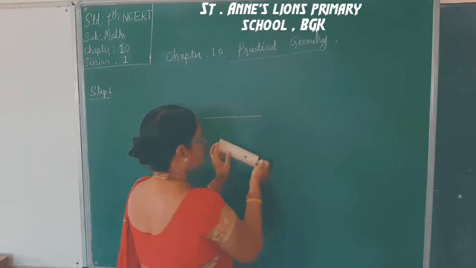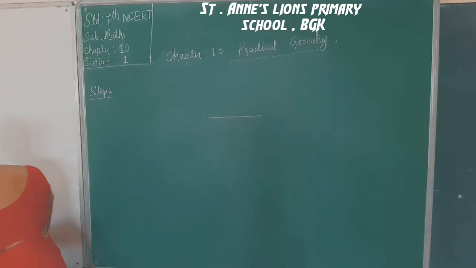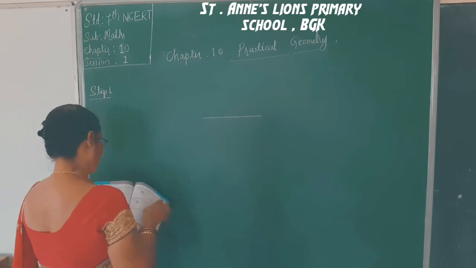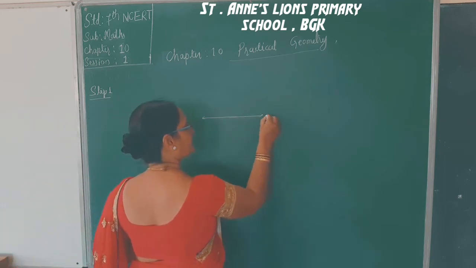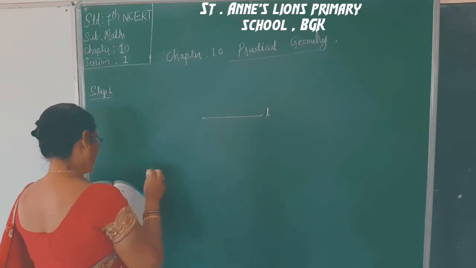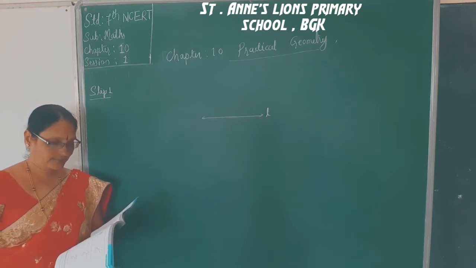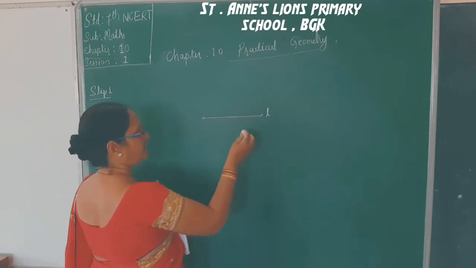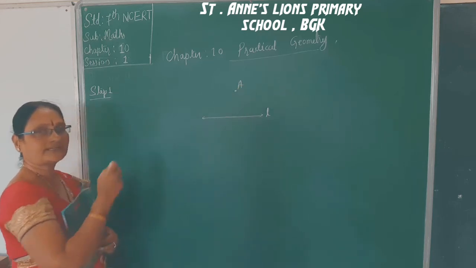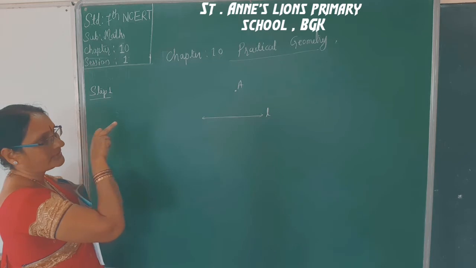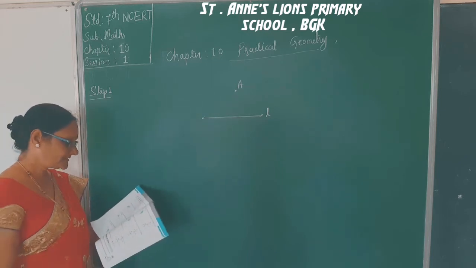Very, very important. Please give attention to the steps. Step 1. Take a line segment or draw a line segment L. This is one line segment, L. And this is step 1. Take a line L and a point A outside. Here one point A is there. How is it? Outside the L. Through that point A, we have to construct a parallel line to this L. This is step 1.